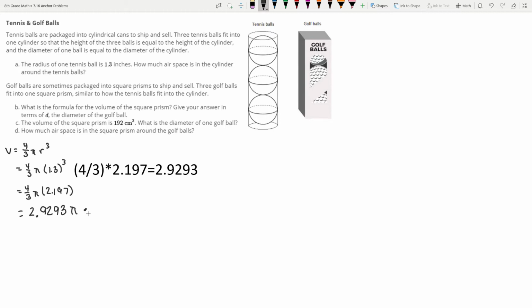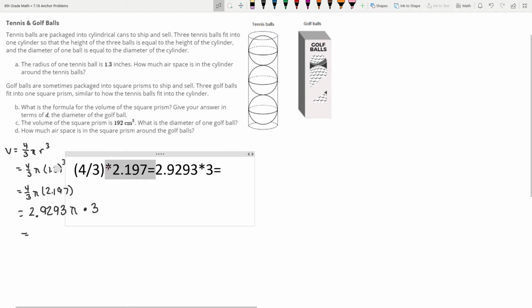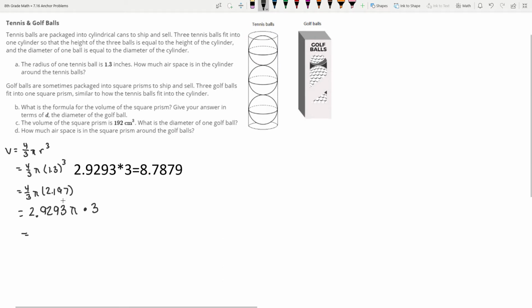So I do need to multiply this by 3 now. So that way I can get this thing now times 3 is going to equal, I've got to see if I can clear this stuff out first. 8.7879. 8.7879 pi cubic inches. I'm going to keep that pi for now. Okay, so that's the volume of the 3 tennis balls. Just so I have that labeled there, and so we know what we're dealing with, and we can come back to that.